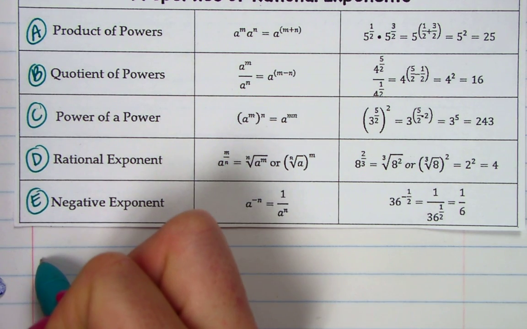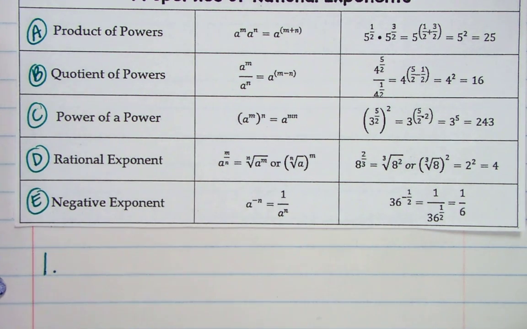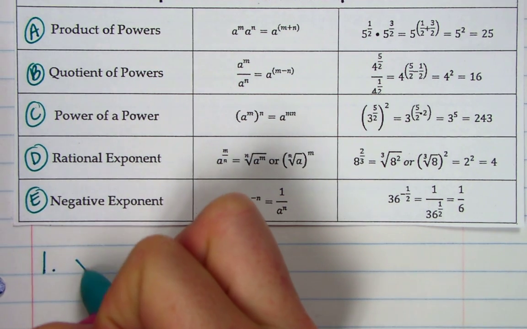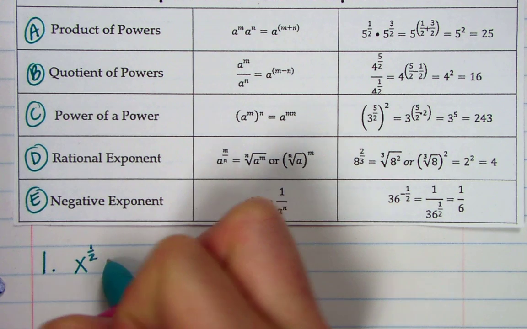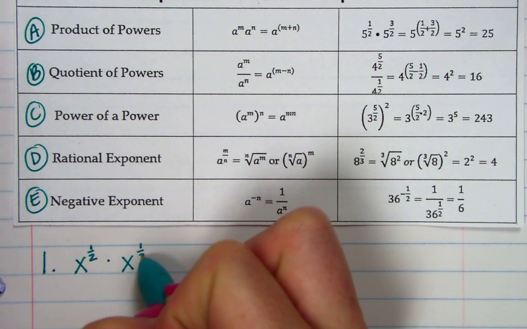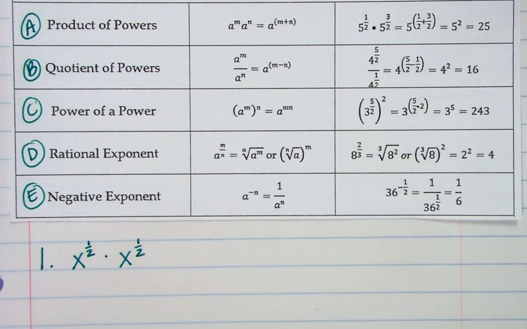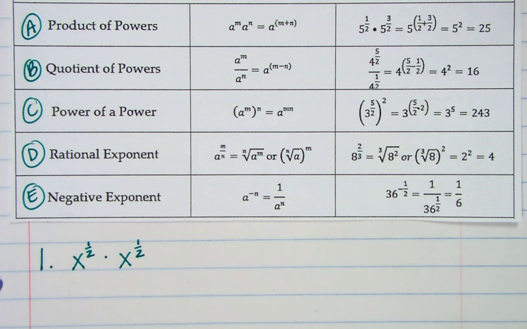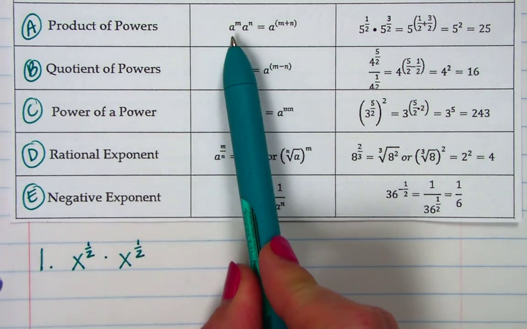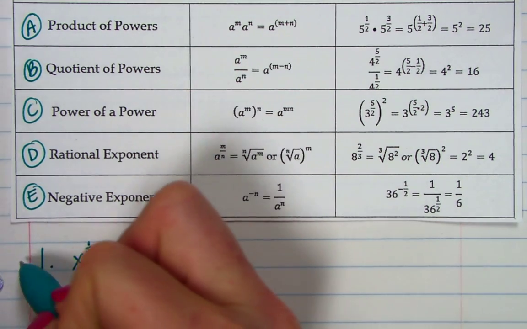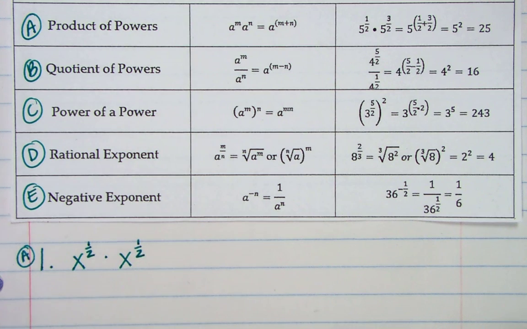All right, so let me see, my first one. I'm going to do x to the 1/2 times x to the 1/2. We've got the same base and we're multiplying them together. Which rule does it look like we're going to use on this one? A. Yeah, product of powers, because it has the same base, different exponents. So I'm going to put a little A right here next to it.